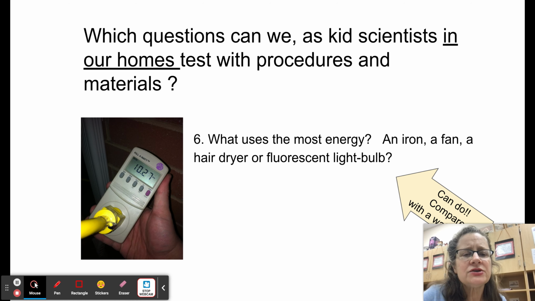What uses the most energy? An iron, a fan, a hairdryer, or a fluorescent light bulb? You can use a wattmeter and measure these, and it's also a valuable question to learn about energy use and savings.